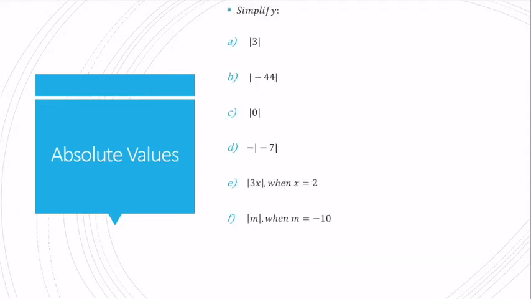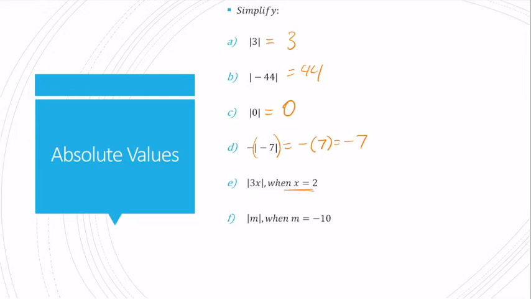So let's go ahead and simplify a few examples. The absolute value of 3 is going to be 3. The absolute value of negative 44 is going to be 44. The absolute value of 0 is 0. The opposite of the absolute value of negative 7, I'm going to simplify that first. That gives me negative 7, so negative 7.